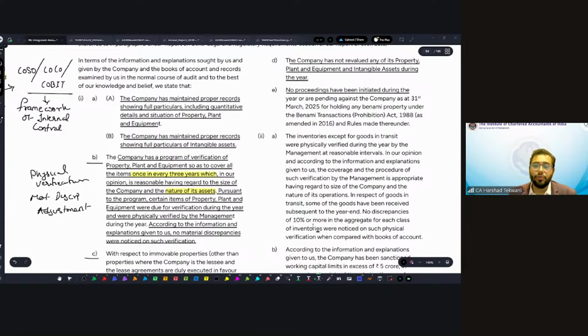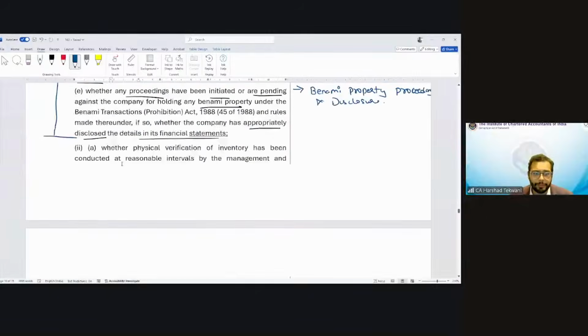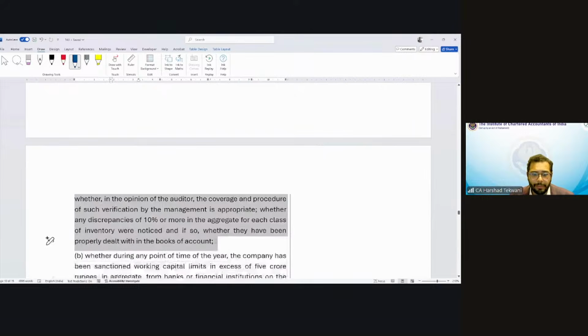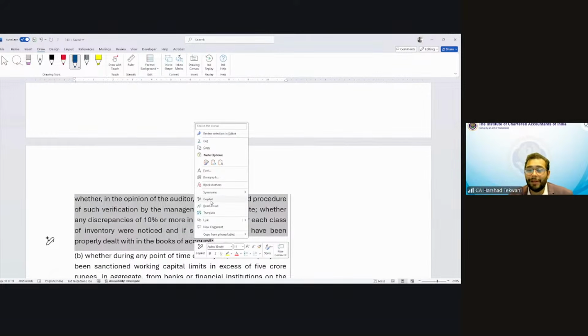This was just one paragraph, but again, this was an important paragraph on your plant, property, and equipment. Now we will go to para 2. Okay. What is para 2? We will go one by one. So para 2, point number 1 talks about the inventory.